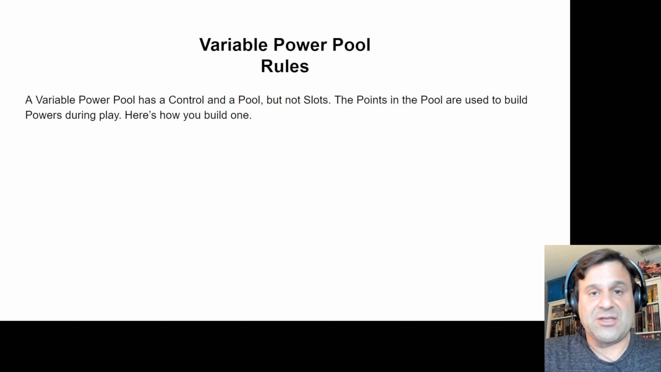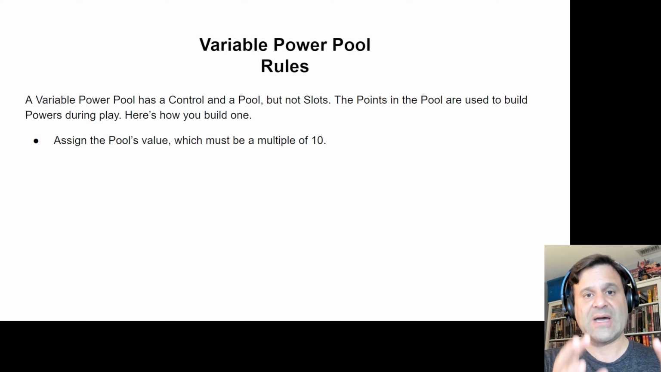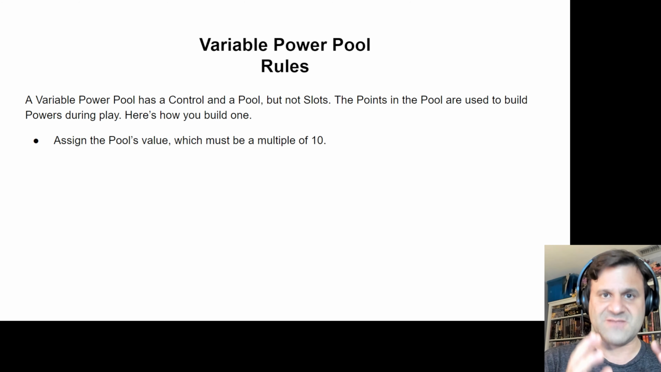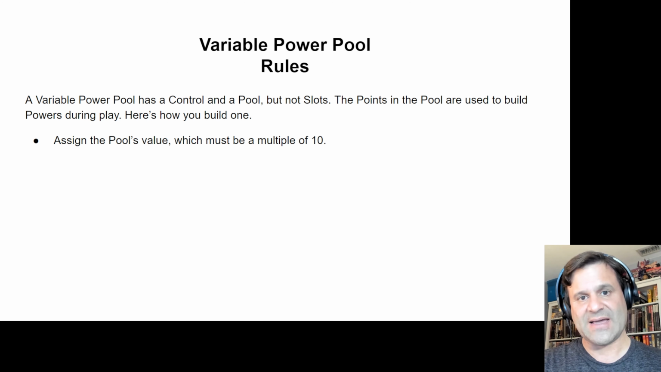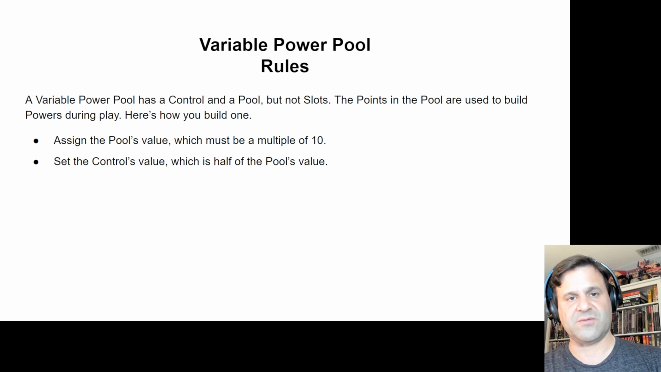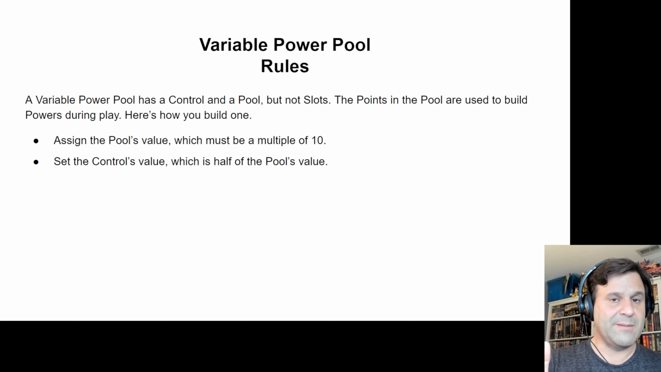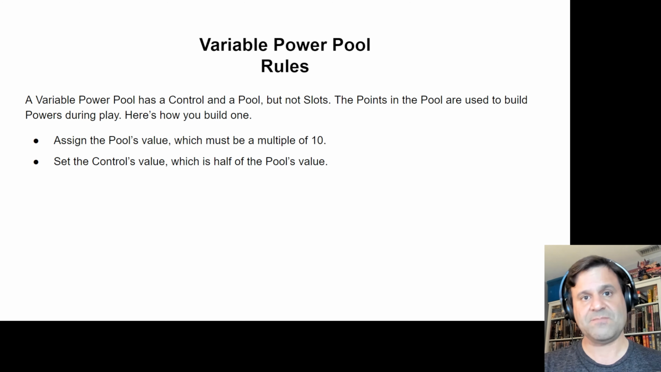And this is how you build it. It's really easy to build a variable power pool, right? First thing is that you have to assign the pool's value, and that value has to be a multiple of 10. After you've assigned the pool's value, you take half of that amount, and that becomes the control's value, right? So if you have a 100-point pool, your control value is going to be 50. Right? And then you're basically done.